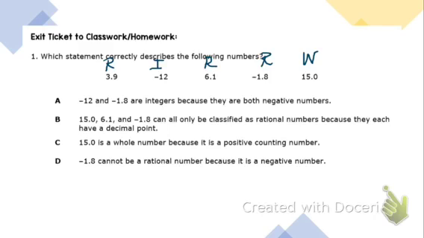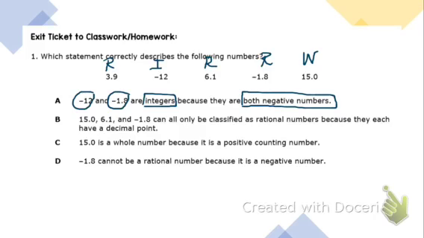So let's see at A, negative 12 and negative 1.8 are integers. So these are my strategies because they are both negative numbers, which that is not true. They're not integers because they're both negative numbers. Negative 12 is a whole number, so it can be an integer, but negative 1.8 is a decimal, so it cannot be an integer. It's a rational number. So we want to be 15, 6.1, and negative 1.8. So I'm going to circle these numbers.